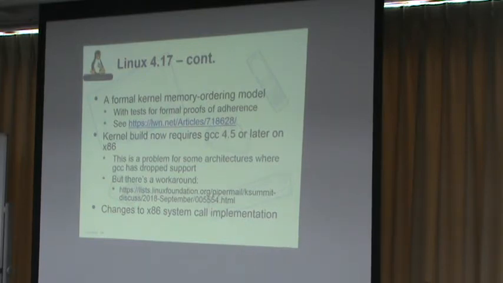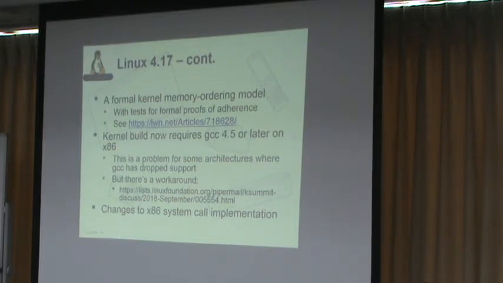Some more in 4.17. There's a formal kernel memory ordering model. And if you know Paul McKenney, he's the RCU person. He's been behind this, and there were four or five people who put this project together in creating this information. It's really important if you're interested in locking primitives. At a very high level, it's probably not very interesting. But when you start looking at proving the correctness of locking, this is really critical information, and it's a great step forward at the very, very low levels of the kernel.